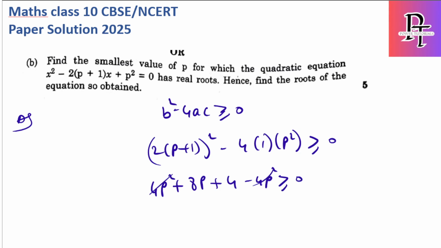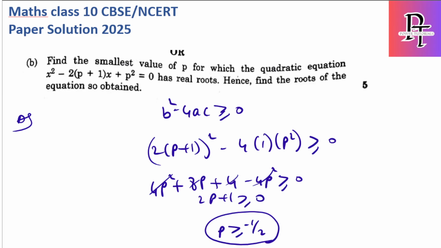4P square cancels, and if I divide by 4, this becomes 2P plus 1 greater than or equal to 0. So P should be greater than or equal to minus 1 by 2. So the minimum value is minus 1 by 2. We got the P value. What they are asking is, hence find the roots of the equation. Now just substitute the P value here and get the roots of the equation.